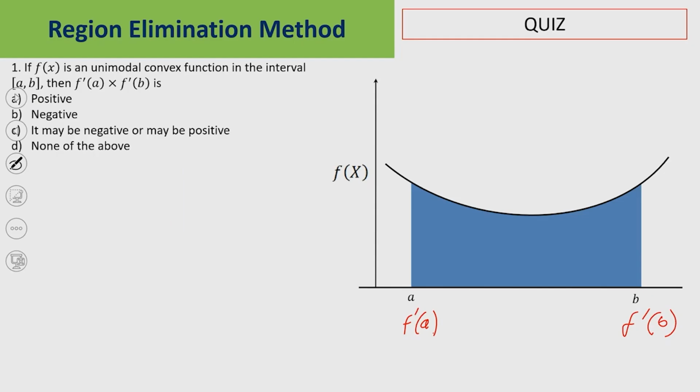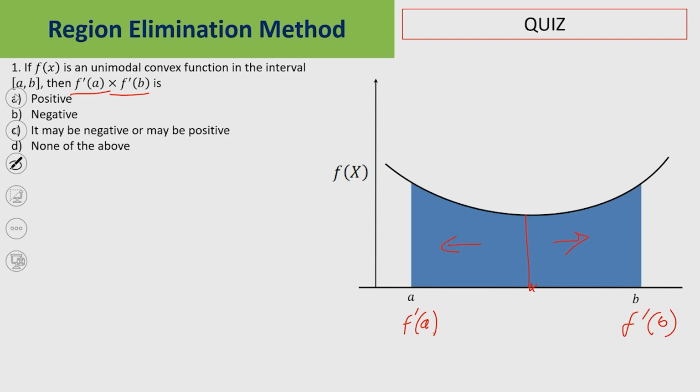Now, if I multiply these two derivatives, the derivative at a and the derivative at b, what will be the sign? Will it be a positive value, a negative value, or may it be positive or negative, none of the above? If it is a unimodal function, then because there is an optimum somewhere here, the slope on this side will be negative, and on this side will be positive.